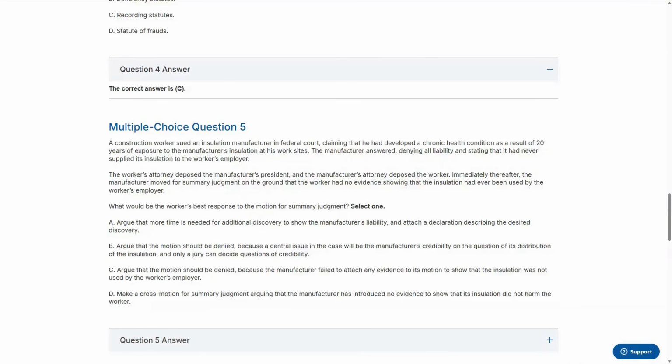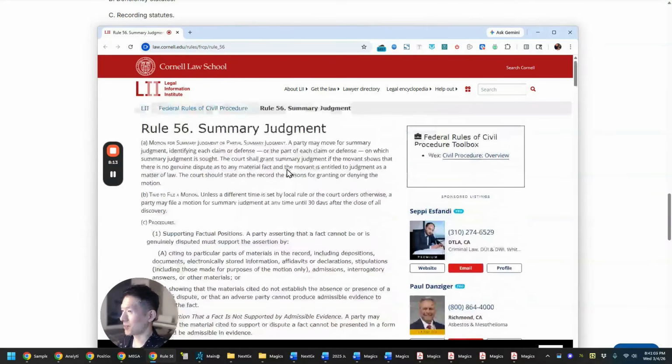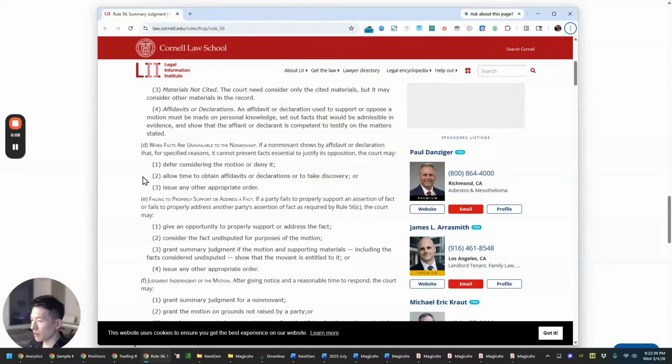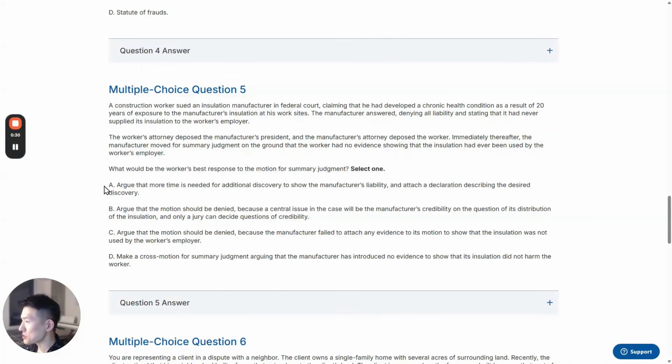And actually I had to look up this rule. Summary judgment is governed by FRCP 56. And in subsection D, there is a rule that says the court can allow time to obtain affidavits or declarations or to take discovery. So under Federal Rule 56(d), a party opposing the other party's summary judgment motion can explain that additional discovery is needed to respond to the motion. If the court agrees, they could delay ruling on the motion so the party can gather more evidence needed to oppose summary judgment. The closest to that here is option A, argue that more time is needed for additional discovery. Attach a declaration describing the desired discovery.